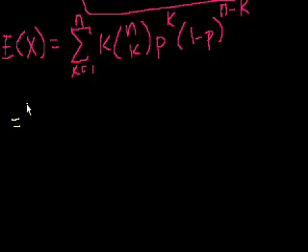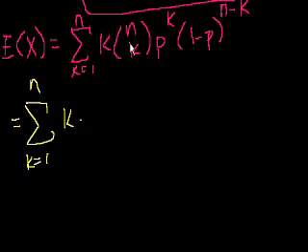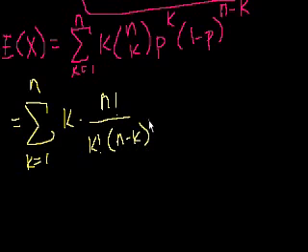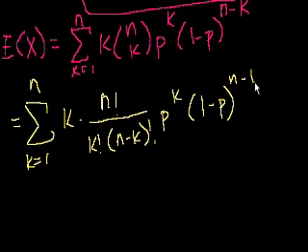Okay, so then this is equal to, I'm just going to write out the binomial coefficient, the sum from k equals 1 to n of k times, this right here is n factorial over k factorial times n minus k factorial, times p to the k times 1 minus p to the n minus k. And here we can make a little bit of a simplification, because what's k divided by k factorial?